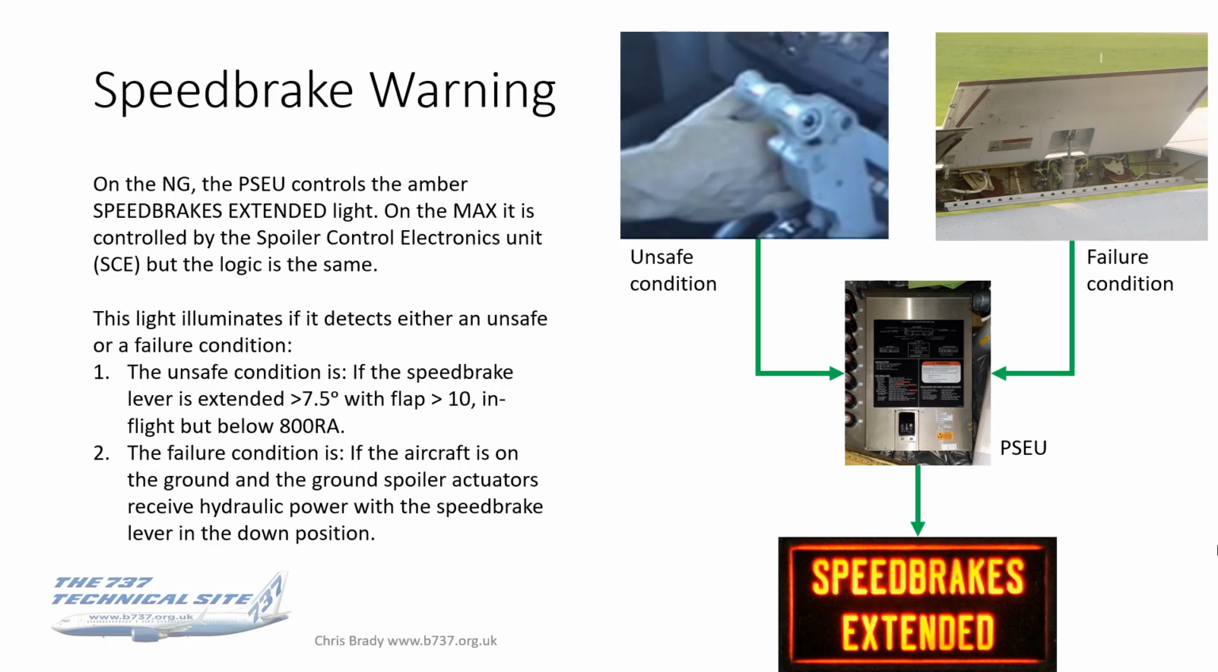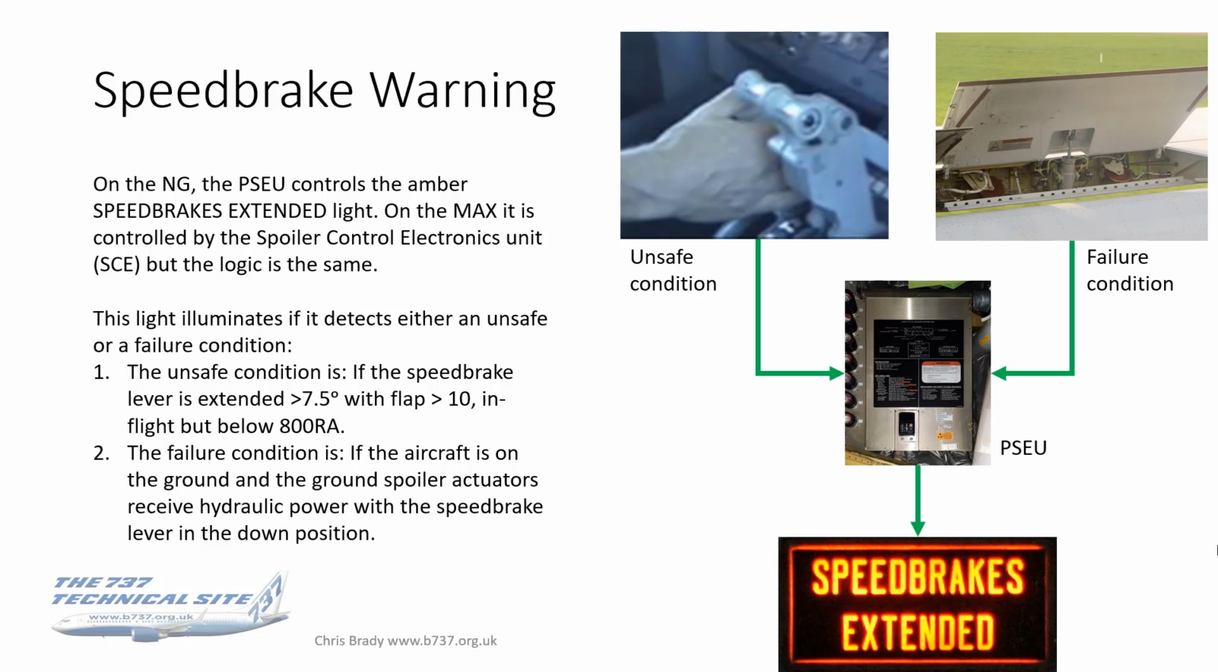Speedbrake deployed, indication and warning. So on the NG, the PSEU controls the Speedbrake's extended light. On the MAX, it's controlled by the spoiler control electronics unit, but the logic's exactly the same. It'll illuminate if it detects either an unsafe condition or a failure condition.